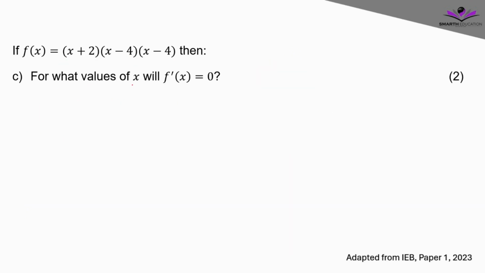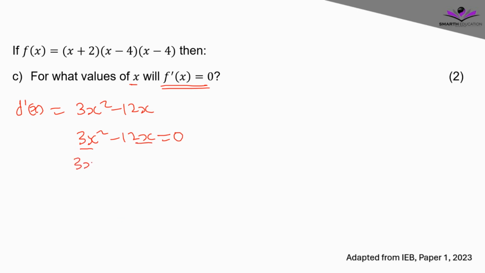Now, for what values of x will the derivative be equal to 0? We just managed to get our derivative. We said that our derivative is equal to 3x squared minus 12x, isn't it? Now, we're saying this derivative is equal to 0. 3x squared minus 12x is equal to 0. How can we solve this? By factorization, by completing the square, or by the quadratic formula. I think factorization is easier because we have the highest common factor, which is 3x. So we can factor out 3x here.